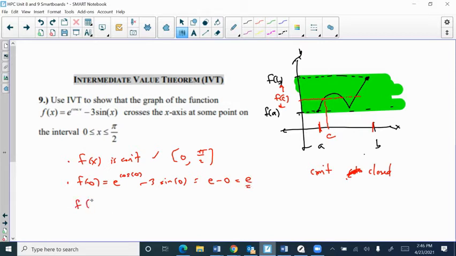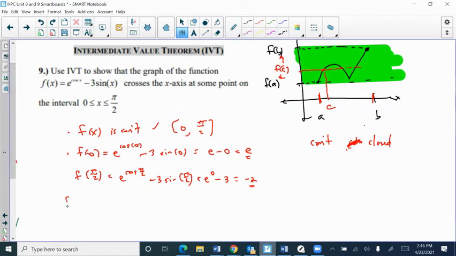Well, now what's f of pi over 2? That's e to the cosine of pi over 2 minus 3 sine of pi over 2. Well, cosine of pi over 2 is 0, so I get e to the 0 minus, and then sine of pi over 2 is 1, so minus 3. But e to the 0 is 1, so 1 minus 3, which is equal to negative 2. So I know that f of 0 is e, and I know that f of pi over 2 is negative 2.